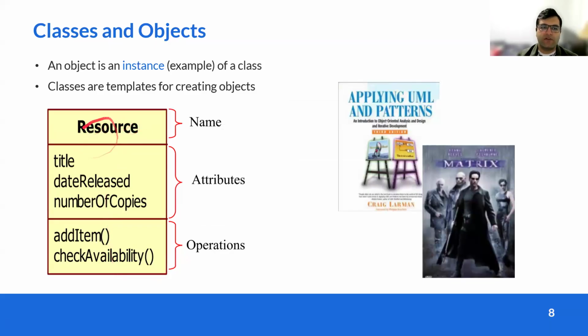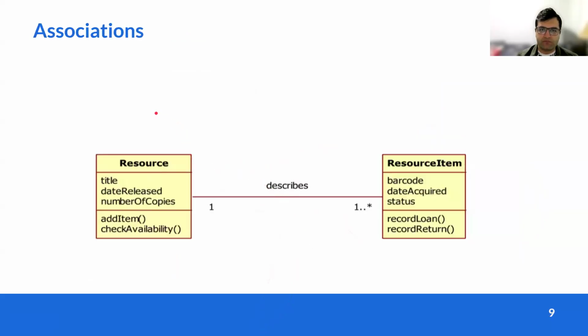Okay, so you'll have, for example, the resource class. You'll have the name of the class, in this case it's resource, and then the class has attributes, different properties for this class. So a resource has a title, a date of release, and a number of copies in the system. Each class also has operations, so you can add resources, and you can check availability for resources. So that's your classes and objects.